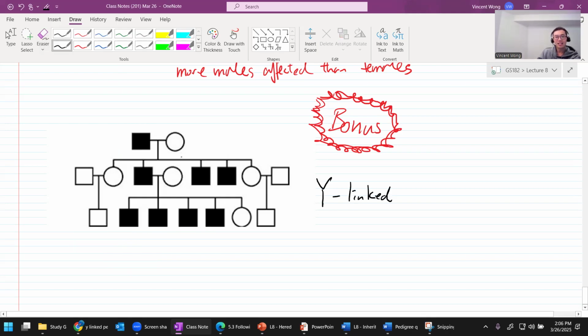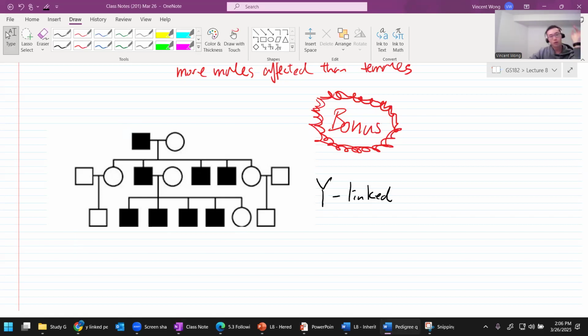This is Y-linked because only guys have it. It's on the Y chromosome. That's why all the affected males have it. And we don't have to say dominant or recessive because there's only one Y. If you have one Y and it's the disease Y, then you're going to have the condition. Never mind whether it's dominant or recessive. Dominant and recessive don't even apply. It only applies where you have two copies of the chromosome.